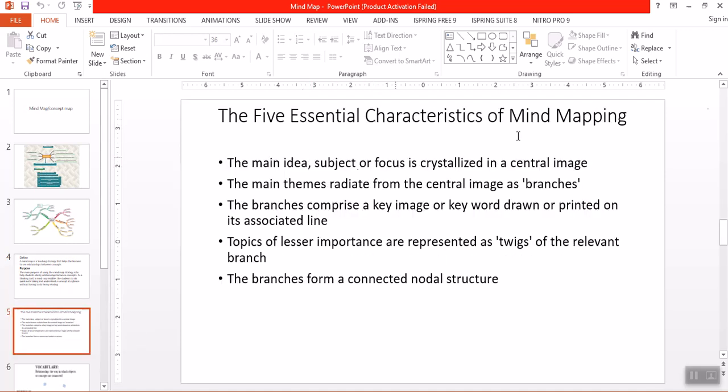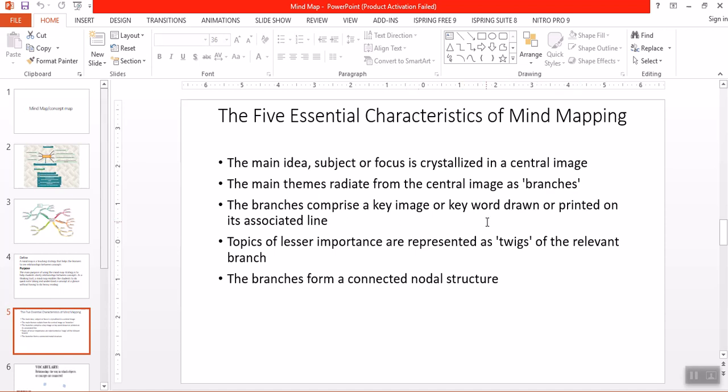The five essential characteristics of mind mapping. The main idea, or the subject or the focus, is crystallized in the central image. So the concept is placed at the center. The main themes radiate out, and the main themes have many topics. If you put a topic at the center, then subtopics come around, and that is what you call the main themes radiating from the central image as branches.